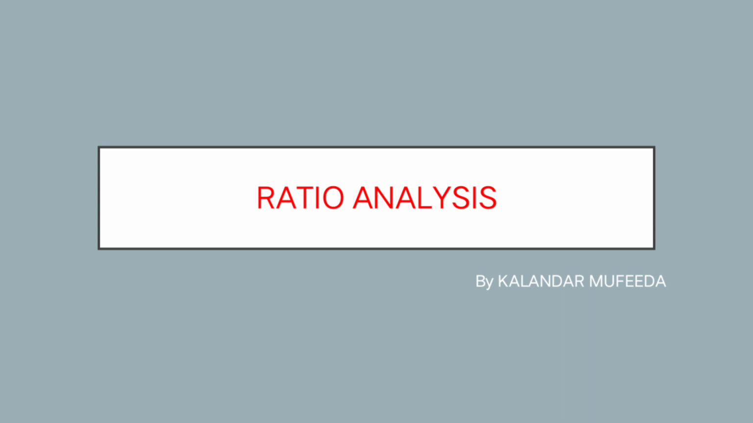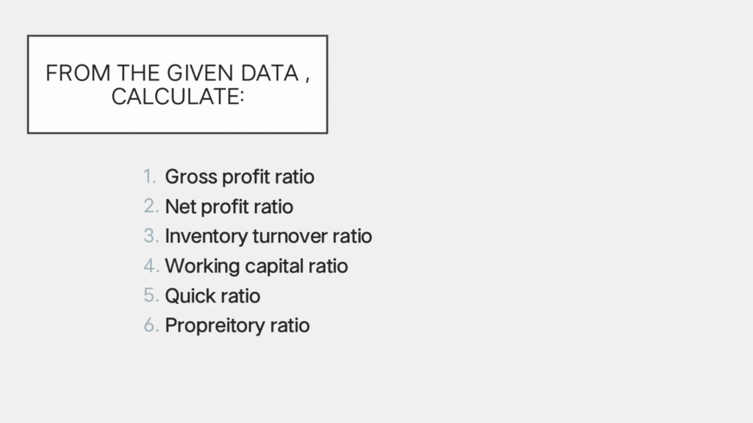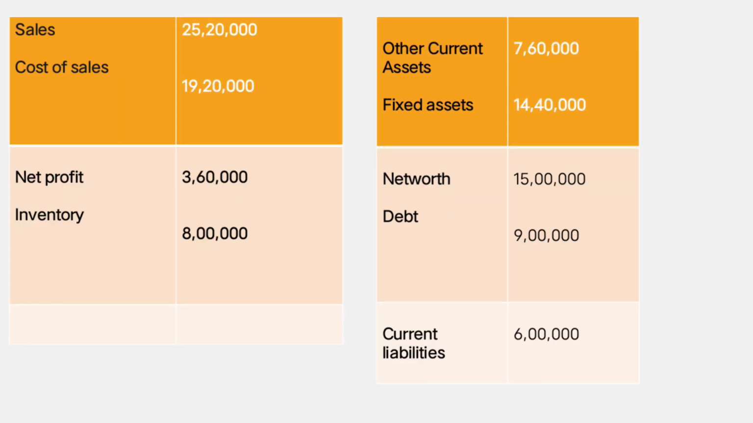Today in the ratio analysis I am solving the next problem. Let's see the problem first. From the given data, calculate gross profit ratio, net profit ratio, inventory turnover ratio, working capital ratio, quick ratio and proprietary ratio. Okay, let's see what data are given.